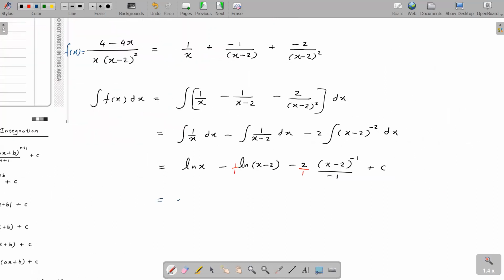Okay, so the answer is ln x minus ln |x minus 2|. Minus 2 and the minus 1 here, division. Minus 2 over minus 1 is plus 2 times x minus 2 to the power minus 1. Now you can say plus 2 over x minus 2. Okay, and then we have finally what? Plus c. Is this clear with you all?